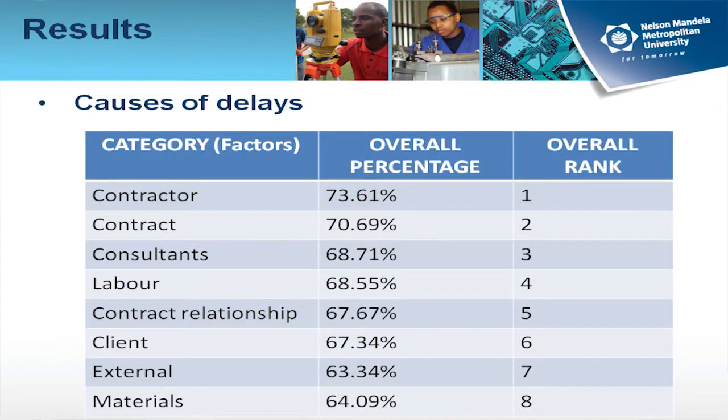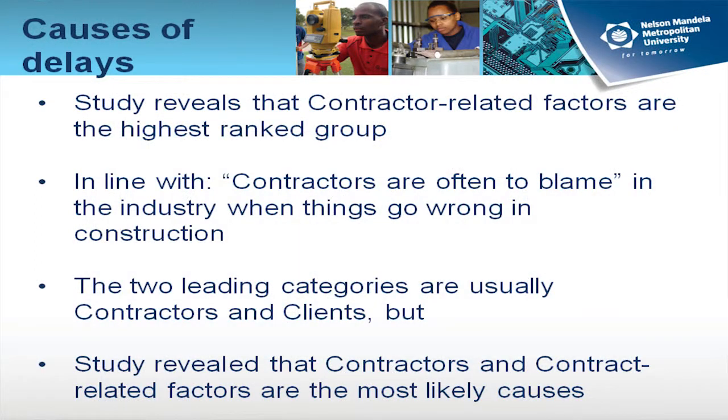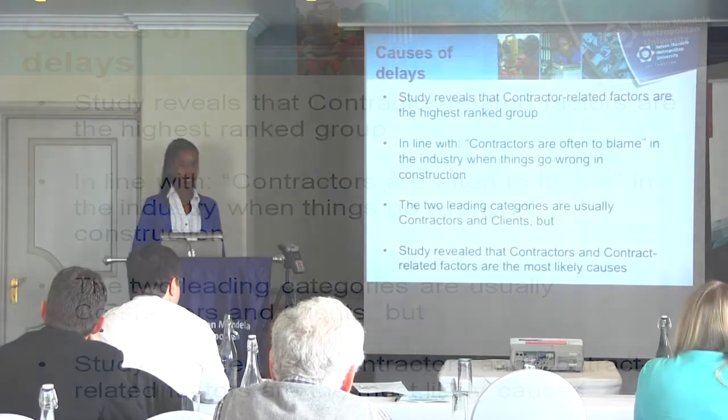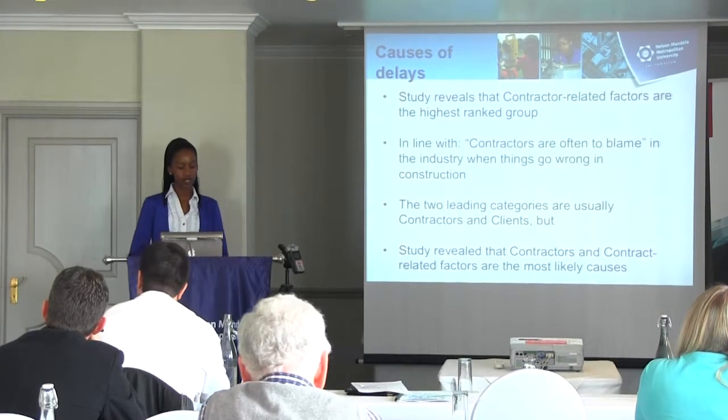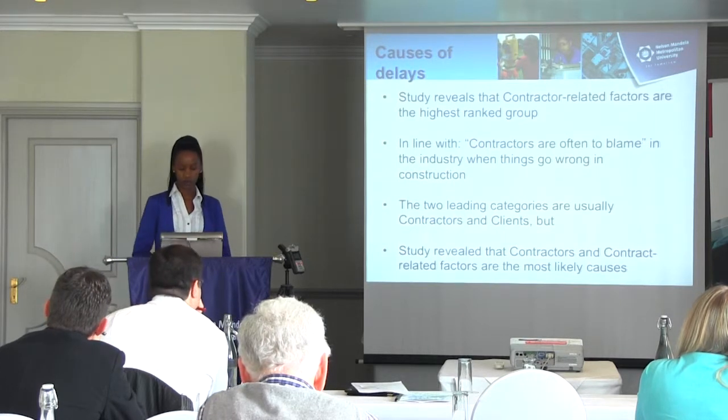Now, in terms of ranking the categories of delays, the contractor-related causes was ranked the highest at 73.61%, followed by contract-related factors at 70.69%. The lowest ranked causes were material-related. Now, as the study reveals that contractors are most likely to blame, it is in line with the famous saying in literature that says, contractors are often to blame when things go wrong in the industry. Now, the two leading causes are usually contractors and clients for construction delays. However, in this study, the contractors and contract-related factors were the most likely causes.